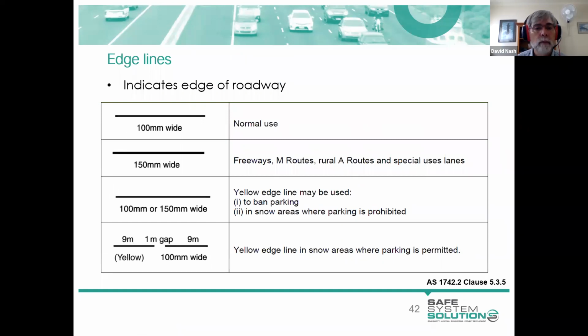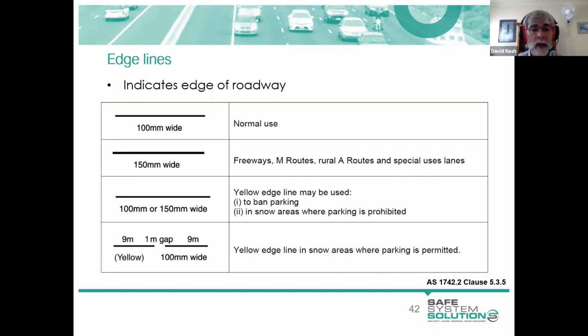Okay, now we're up to edge lines. So edge lines indicate the edge of the roadway. They're not provided on every road. The road needs to be wide enough to incorporate an edge line. Normally it's 100 millimetres wide. For freeways it's 150 millimetres wide, and also M routes and A routes.